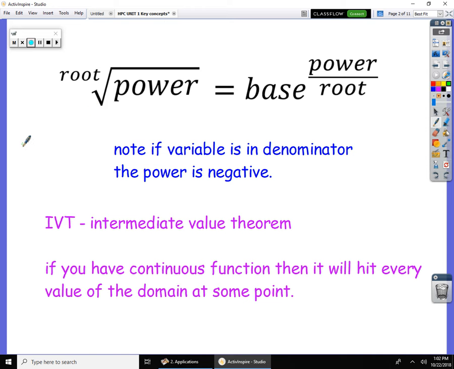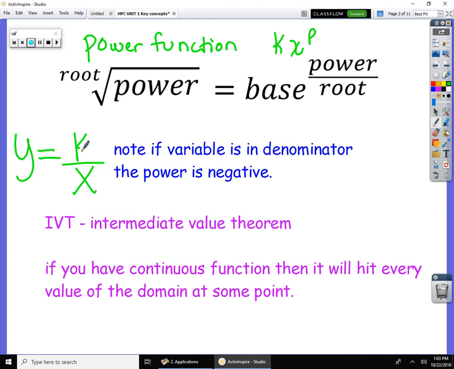Now, some other pieces that go with this. We use power functions with inverse variation. Please remember that a power function follows the form k x to the p. K is my constant. So we focused on inversely. Y equals, if it's inverse, they're in opposite locations, so the x goes here, so k goes there. This is inversely. Directly, it'd be y equals k times x, which is the normal form.